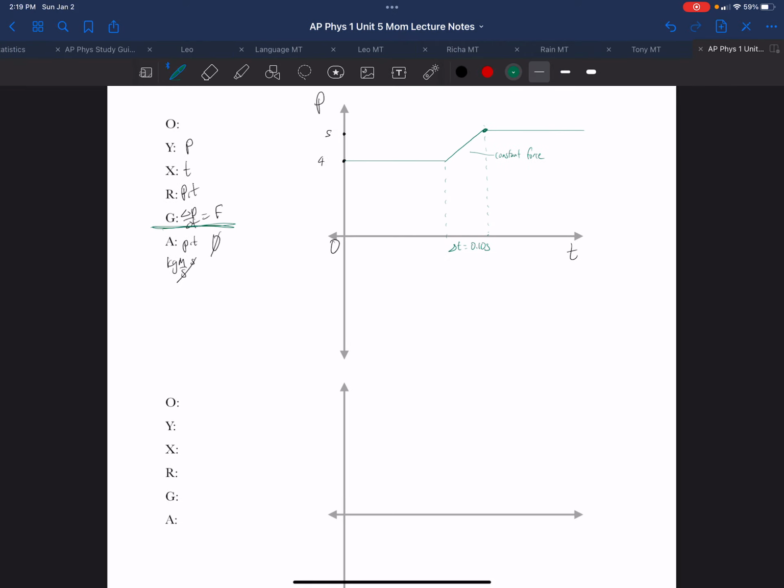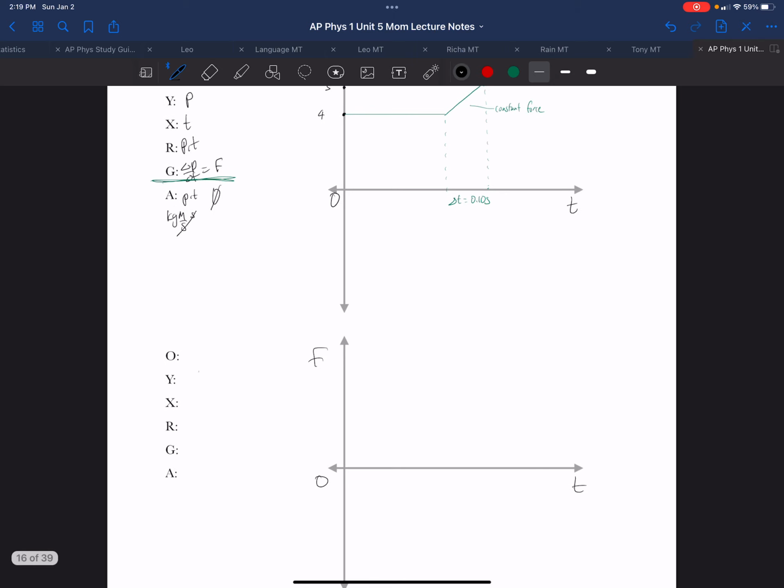Now let's shift to the force-time graph. So we know where the origin is. The y-axis is force. The x-axis is time. So we can read anything about force and time off the graph. The slope is delta F over delta T. And the area is F times delta T, which is the impulse.